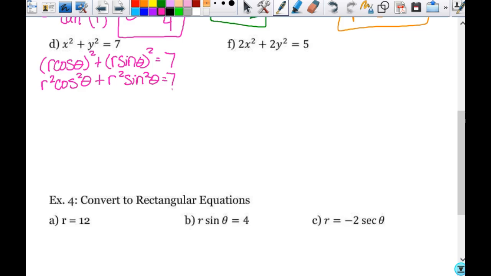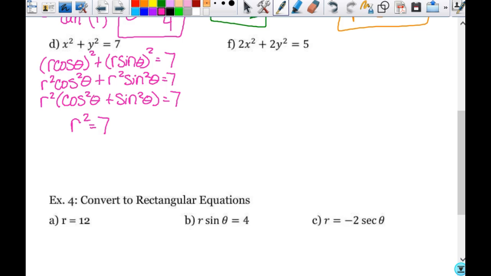Factor. I heard the factor word. Oh, I'm so proud. Okay, I'm going to factor out the r squared, right? We got a GCF here. So we get r squared times cosine squared theta plus sine squared theta equals 7. What is cosine squared theta plus sine squared theta? 1. Remember your identities? So r squared is equal to 7.